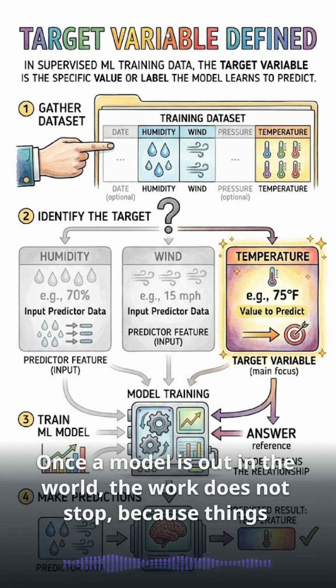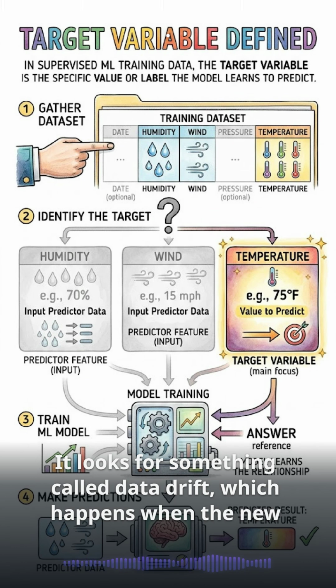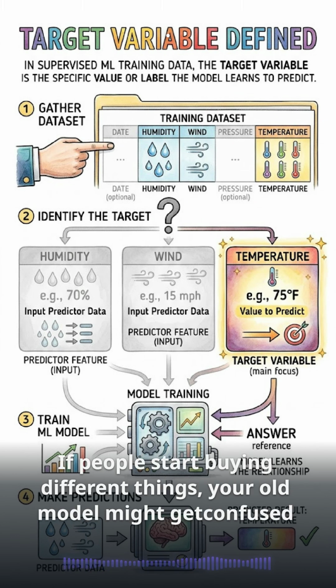Amazon SageMaker Model Monitor is the tool that watches your live models to find any new problems. It looks for something called data drift, which happens when the new data looks different from the training data. If people start buying different things, your old model might get confused and start giving the wrong answers. Model Monitor sends you an alert, so you know it is time to retrain your model with new data.